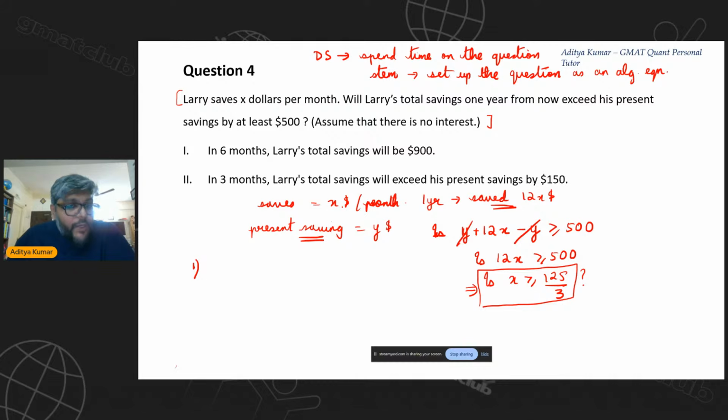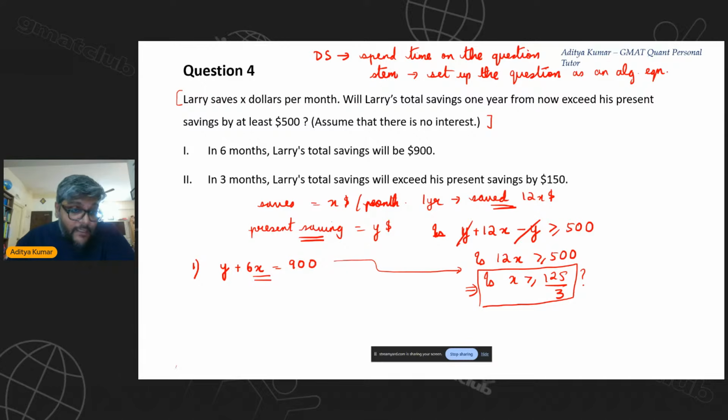So I know he's saving X dollars per month. In 6 months, he would save 6X dollars. So his total savings will be his present savings, Y, plus 6X is equal to 900. This is the first equation. You see, all I did was translate the statement based on what information I have set up. And now my job is to see whether this information is going to be enough for me to answer my question. Clearly here I don't know what the value of Y is, right? Y can be anything I want. So I will not be able to answer the question definitively.